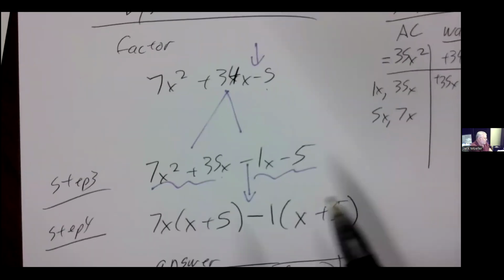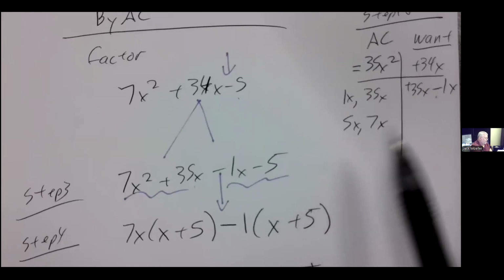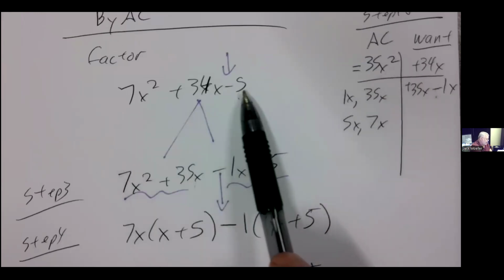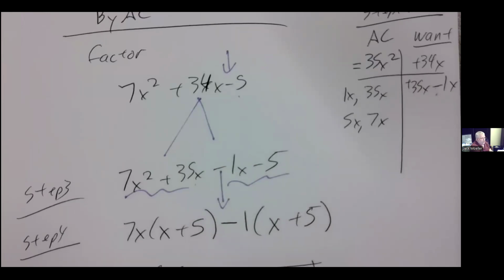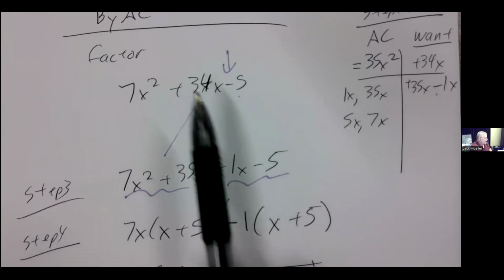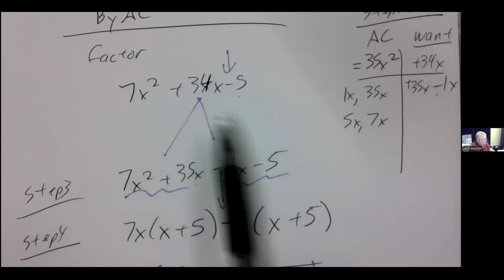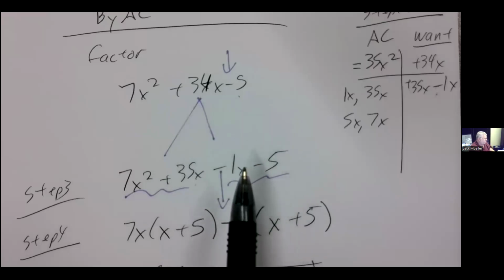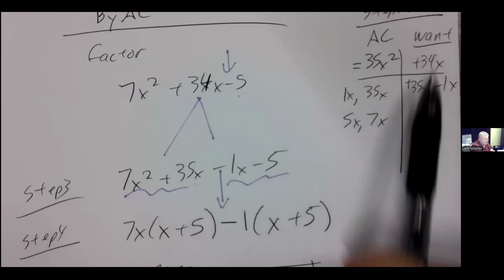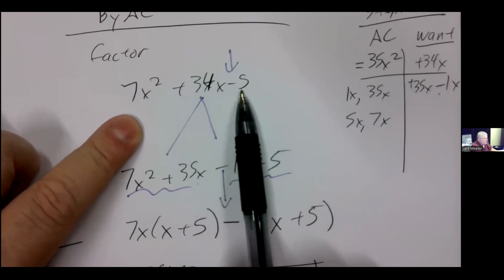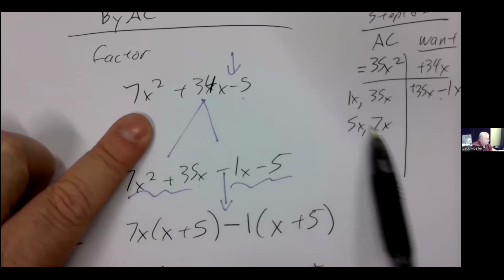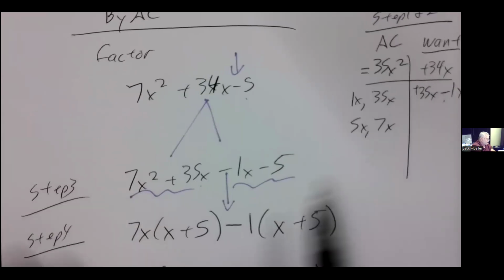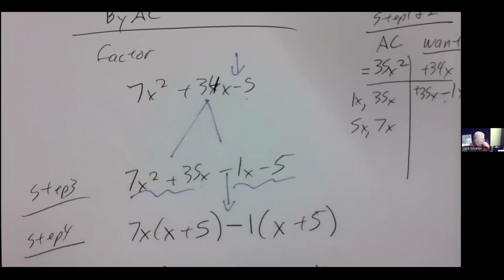But this is the core of the AC method, is figuring out how to convert that into two parts that you can do factor by grouping. Now, there's a lot of ways you could split up 34. You could do like plus 33 plus 1 to get plus 34, but 33 and 1 have nothing to do with those numbers, so that wouldn't help you. That's why you have to start with this product so that you can start with these possible factors that lead you to that middle term.